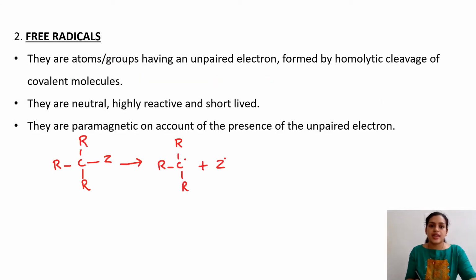Now comes the second one, free radicals. These are atoms or groups having unpaired electrons. These are formed by homolysis.